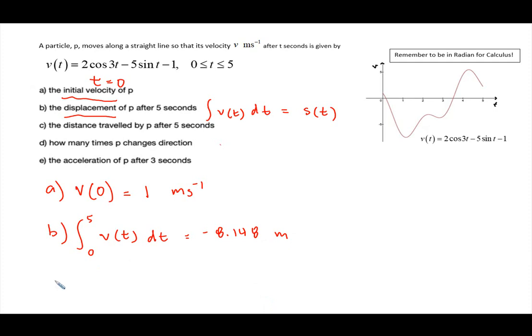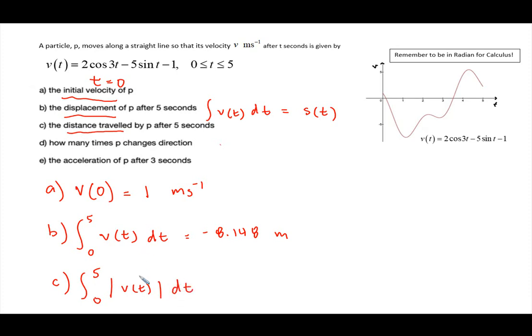Okay, let's take a look at part C. Find the distance traveled, right? So distance traveled and total distance traveled. This formula is actually in the formula book. So this is after 5 seconds, so from 0 to 5. Now the formula for total distance traveled is the absolute value. You can integrate from 0 to 5, but it's the absolute value of the velocity function.